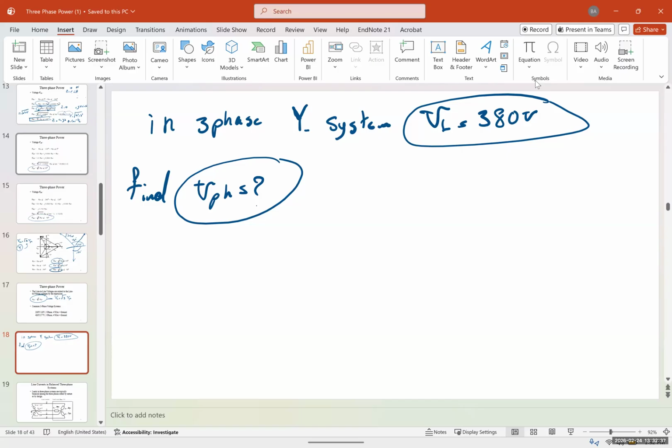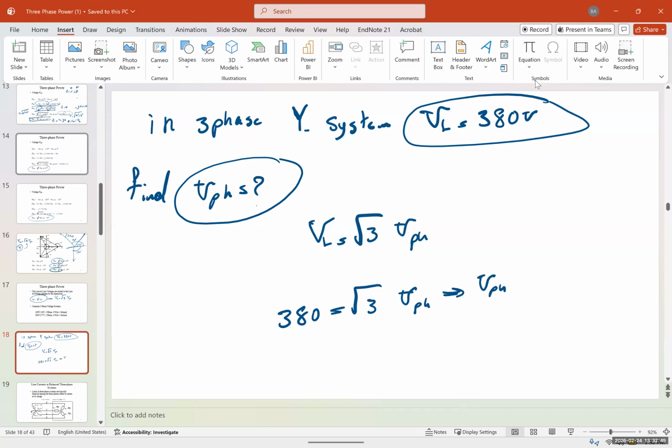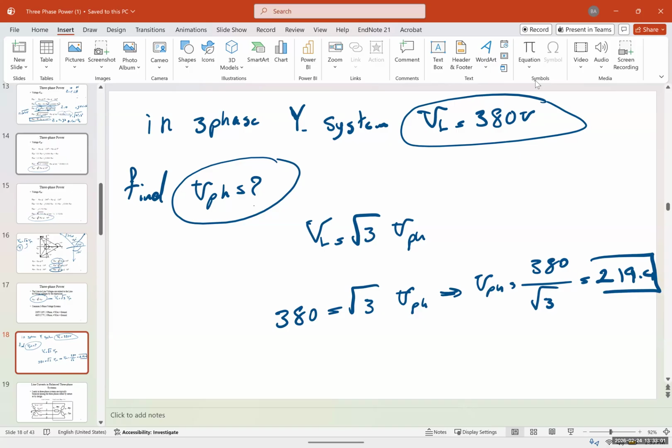So V line is equal to square root of 3 V phase. V line is 380, square root of 3 V phase. Therefore, V phase is going to be equal to 380 divided by square root of 3, gives us 219 something. If I round it up, it's 219.4.